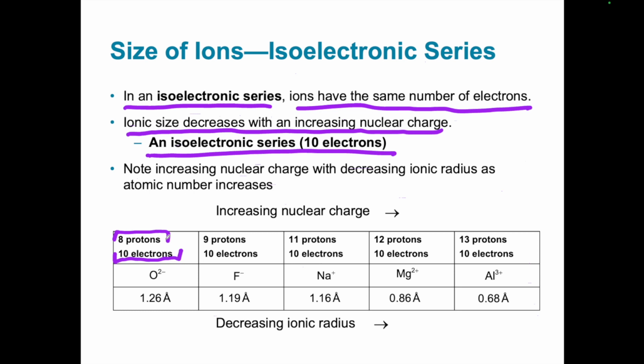Neon has 2 electrons in the first shell and then 8 electrons in the outer shell, so it's a noble gas. Atoms that are around neon want to either lose or gain electrons so they can have the same number of electrons as neon does, and that would give them a full outer shell. So these atoms that have 10 electrons are isoelectronic with neon.